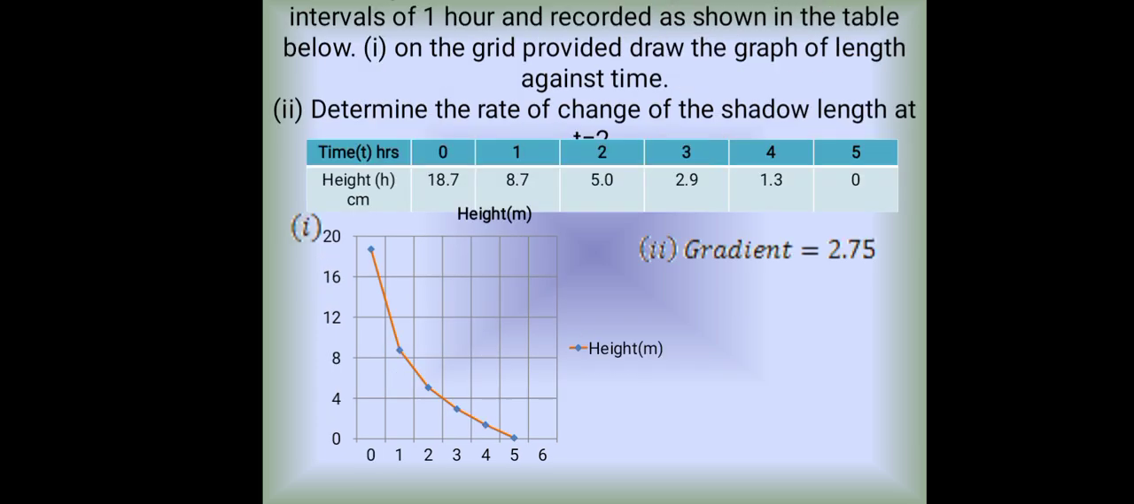The length of a shadow of a mast was measured at intervals of 1 hour and recorded as shown in the table below. On the grid provided, draw the graph of length against time. 2. Determine the rate of change of the shadow length at T equals 2.